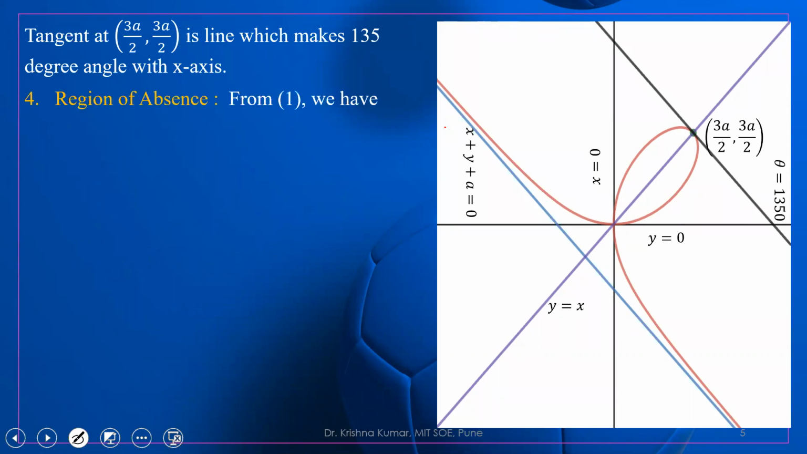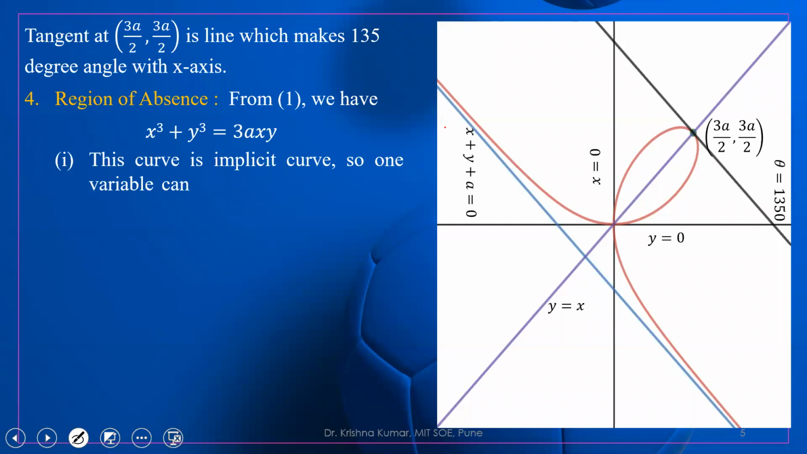So let us take the region of absence, the last point. From equation 1, x cube plus y cube equal to 3axy. This curve is an implicit curve, so one variable cannot be expressed in terms of the other variable. It's very simple: this is an implicit curve, so we cannot express x or y in terms of the other variable.